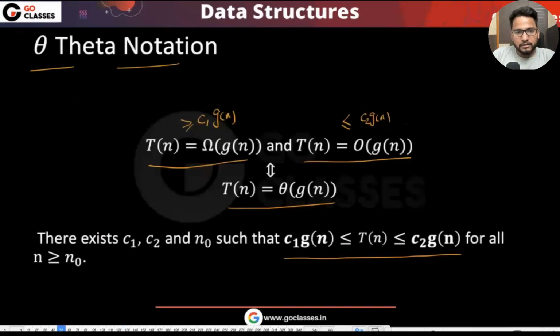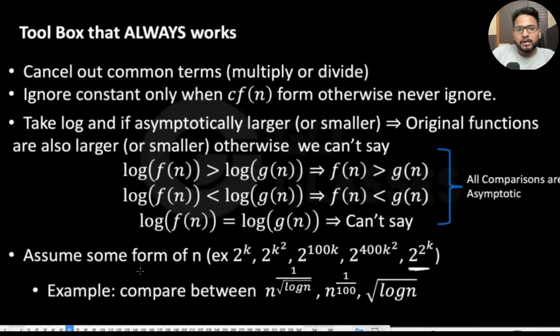Let me just go over that slide. You take log. If after taking log it is strictly greater, then strictly greater. If after taking log you get equal, then you can't say. If it is strictly greater, then strictly greater only. If it is lesser, then it is lesser. If it is equal, then you can't say. And all comparisons are asymptotic. All comparisons I'm talking about are asymptotic.